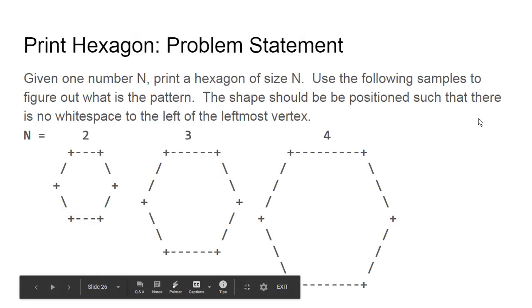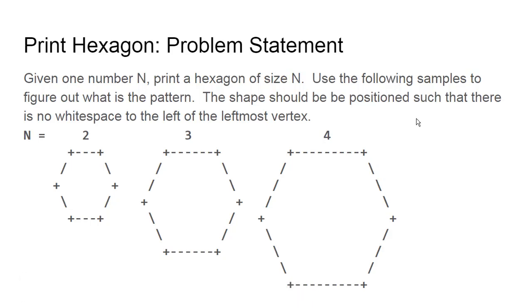Now let's look at the next example problem, print hexagon. So this is the problem statement. Essentially, we want to print a hexagon like this. You can figure out the pattern from the given examples.